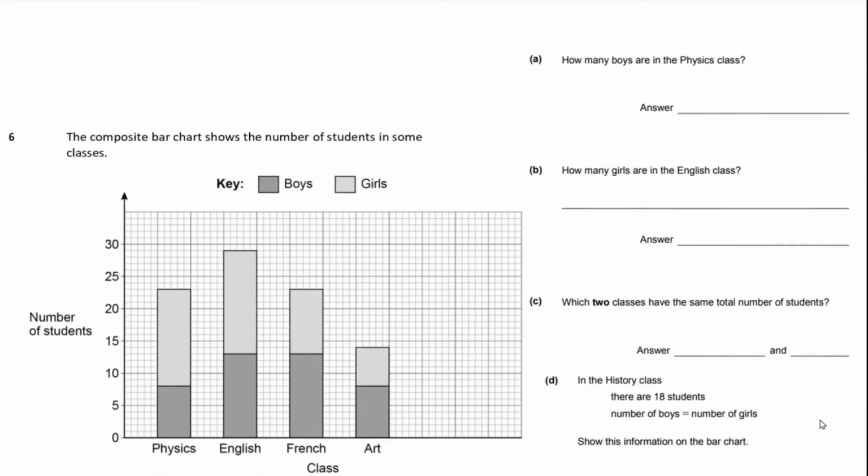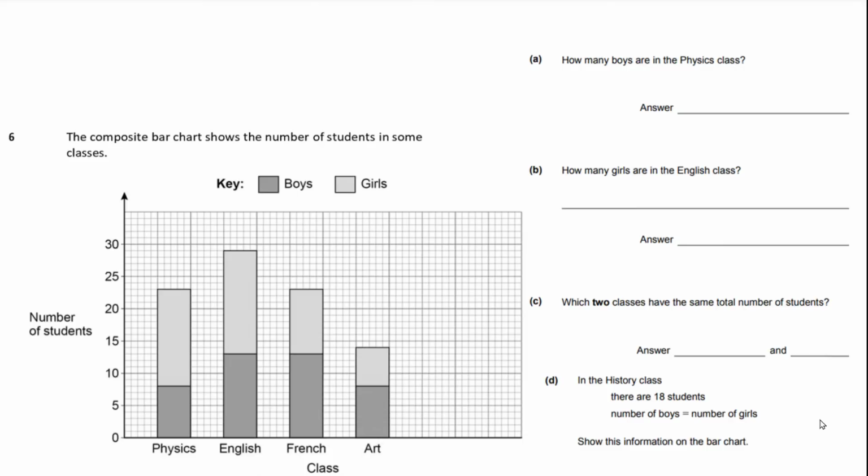Question 6. The composite bar chart shows the number of students in some classes. A composite bar chart is where you've got one type on top of the other. In this case, we've got the boys on the bottom and the girls on the top. So the bar shows you the height of both groups, but you can also read off the values for the boys and girls individually by looking at the height of the parts of the graph.